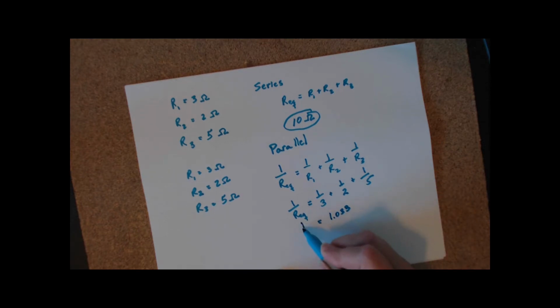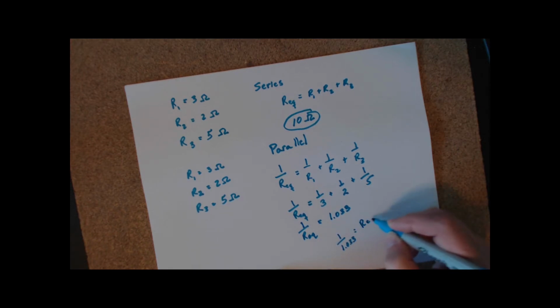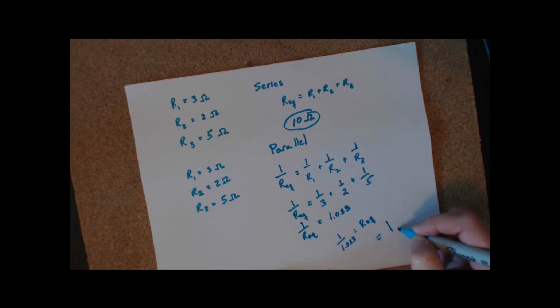We still need to find the inverse in order to find our equivalent resistance. So we do 1 over the number that we've gotten, and that gives us an answer in this case of 1 ohm.